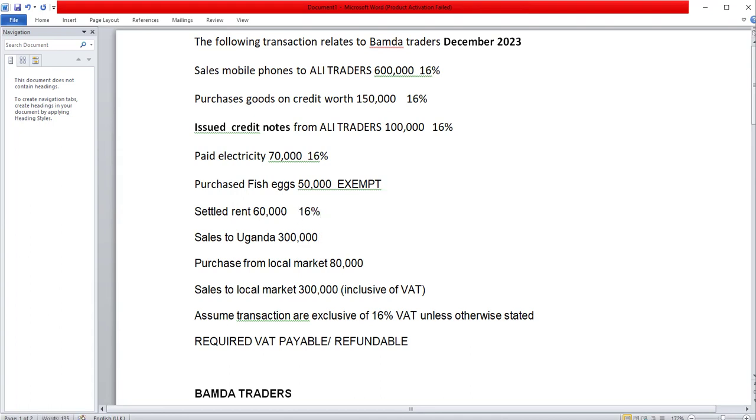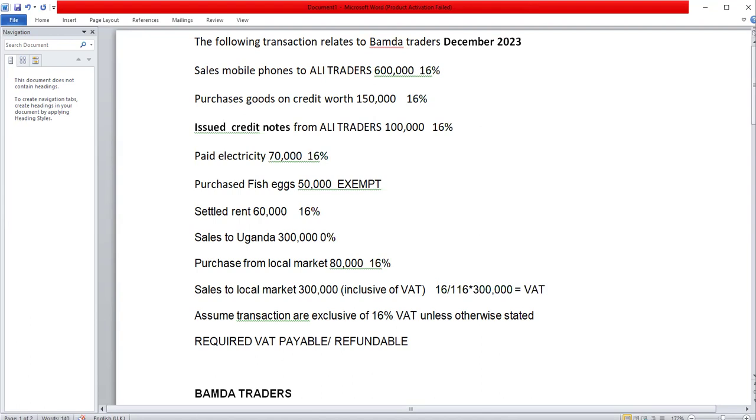Uganda, this is export. We have sales to Uganda. All exports are zero rated. Then we have purchase from local market, 80,000. This is going to attract the 16%. Sales to local market, inclusive of VAT. So for this question, we can go with two options. The first option is to go with 16 over 116 multiplied by 300,000. Since the transaction is gross, this is going to give us the VAT amount.